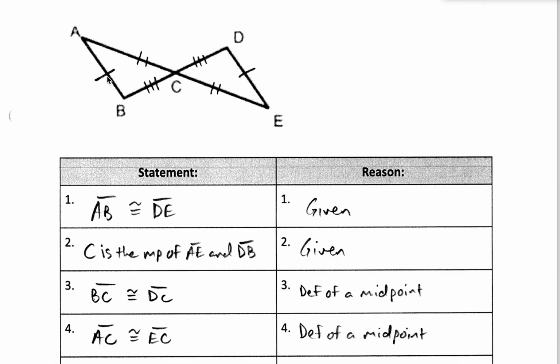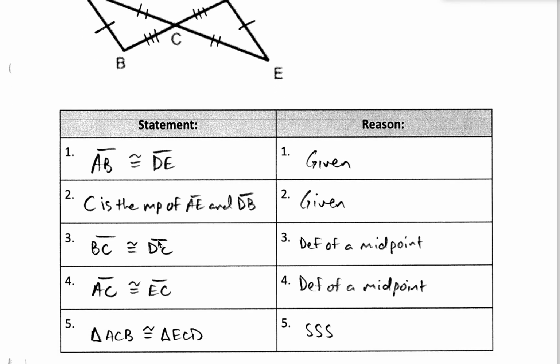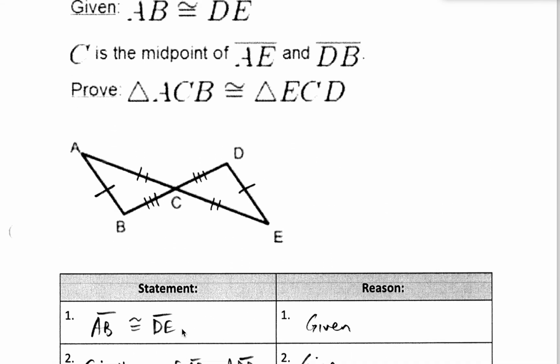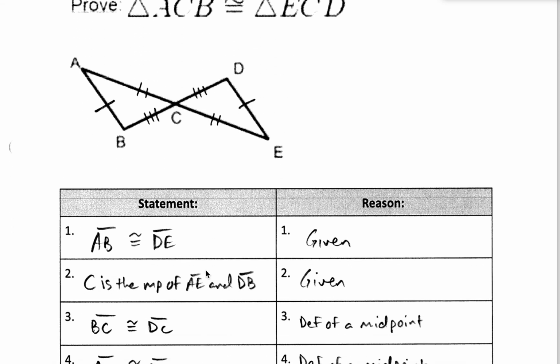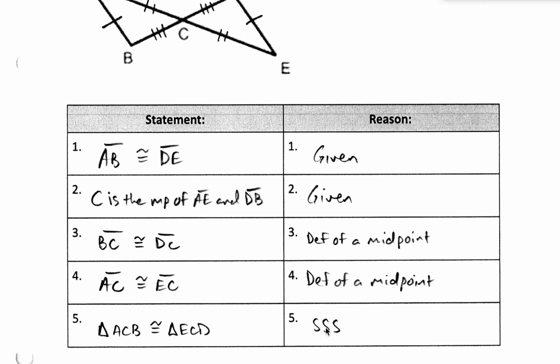So now we look at our triangles. We have 3 corresponding congruent pieces. They're all sides, so that must be side, side, side congruency. So our last step, rewrite the prove statement. And your reason is what was shown, side, side, side.